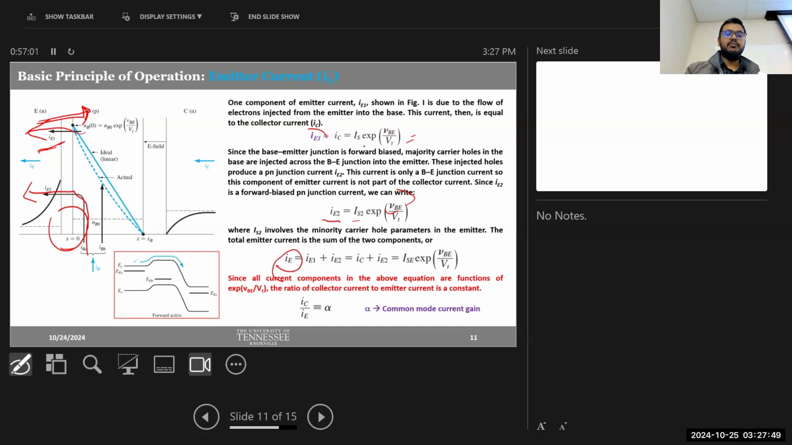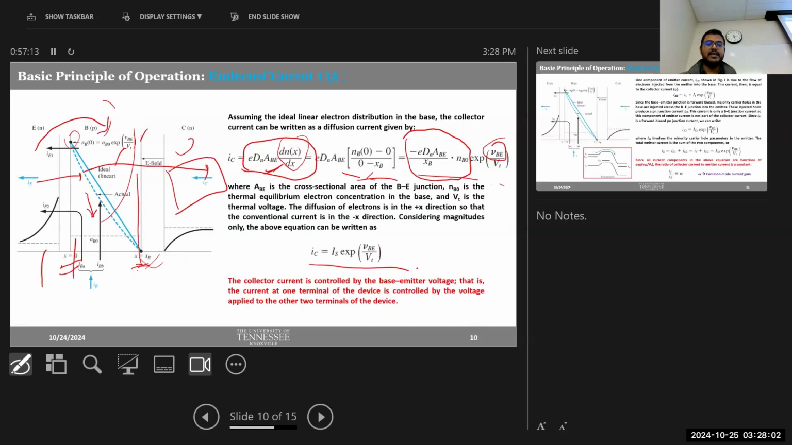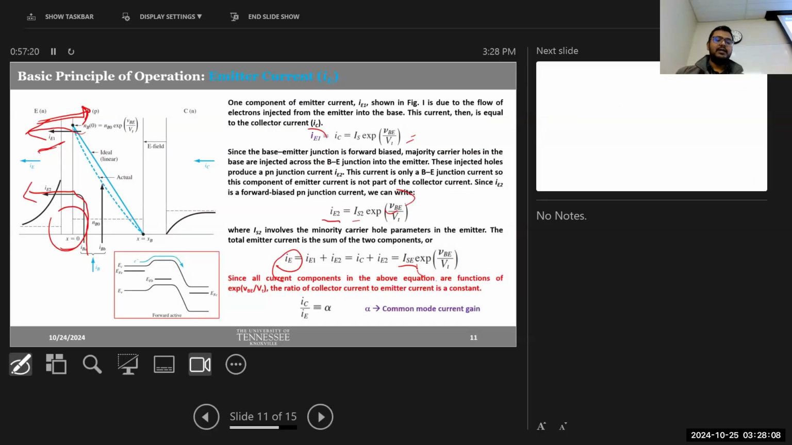And you can see that in both of the components, we have this exponential term, which depends on the emitter to base voltage, and we have a constant. Right? And if you remember the collector current equation, we also had the same type of constant, then the exponential term of base emitter voltage, right? So now if we take a ratio between this collector and emitter current, we call this parameter common mode current gain, alpha.